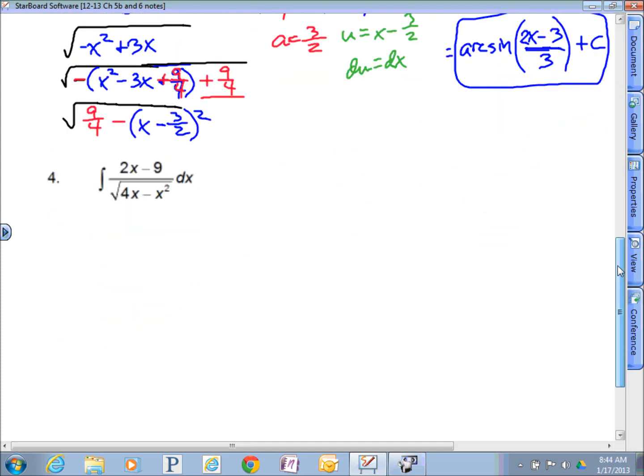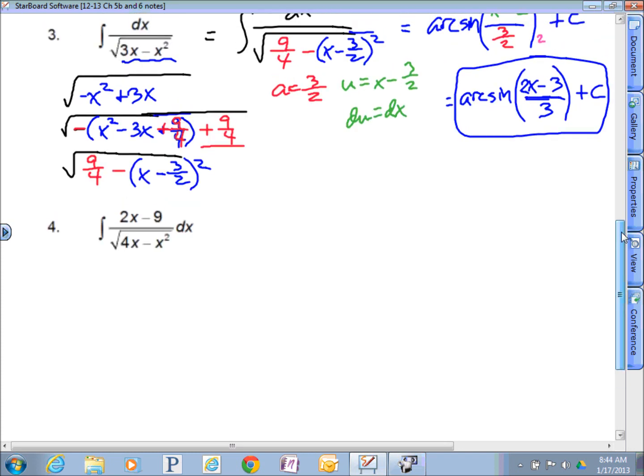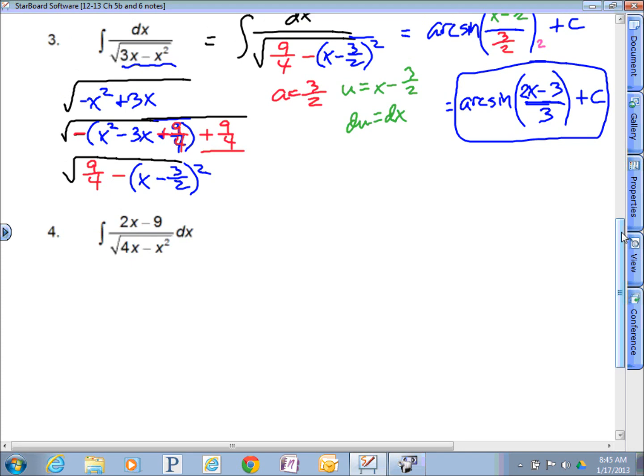All right, last one, so number 4. I guess I want to leave this one on the screen so you can see it. Number 4, the denominator looks really similar to number 3. But what's tricky this time is we've got 2x minus 9 on the top. So my first thought when I see a problem like this, if I did a u substitution, I wonder if it would work. So let's play for a second.